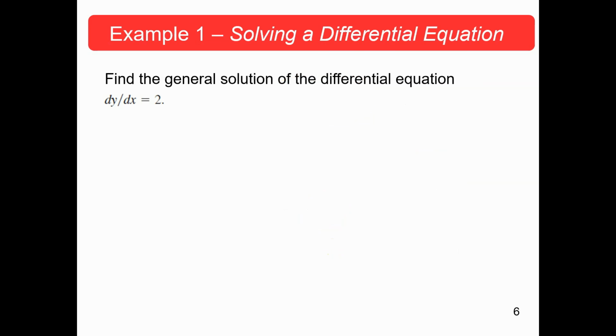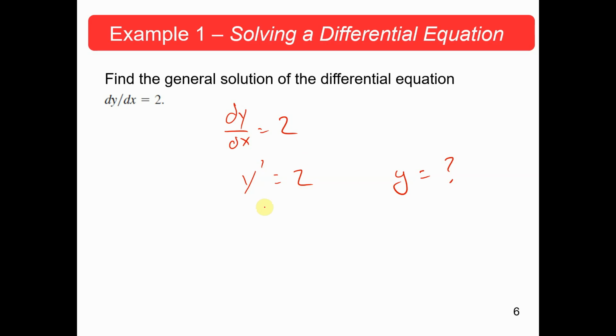So let's actually do a problem. Let's say we have dy over dx equals 2. So I want to find the general solution of this equation. I want to find the y, because this basically means y prime equals 2. So I'm looking for, what is y? What do I need to start with? Well, what function gives me 2 as its derivative?